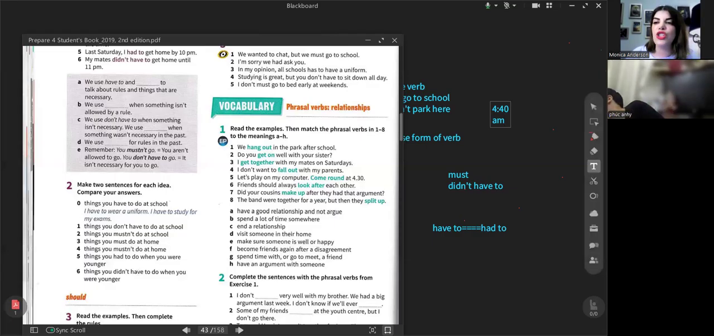Okay, number one, let's choose the correct one. Things you don't have to do at school. You should make sentences for each idea using mustn't, have to, or must. For example, the first one: things you don't have to do at school. I don't have to wear a uniform all the week.